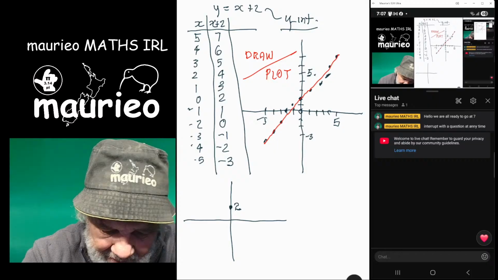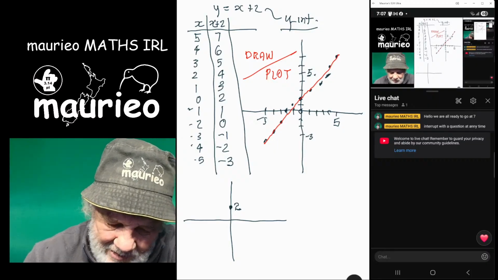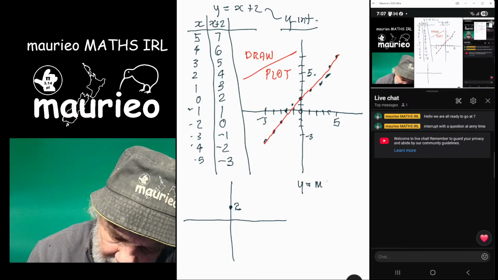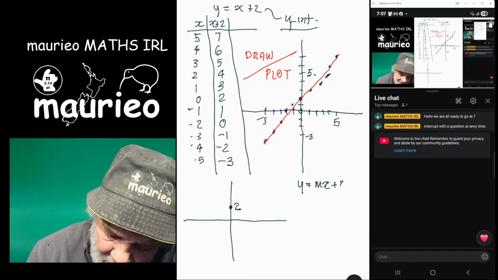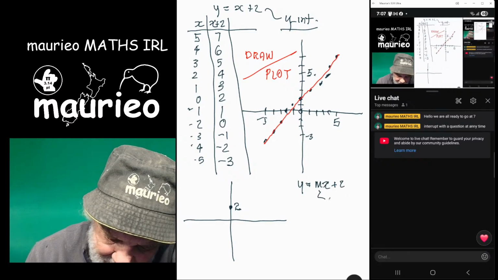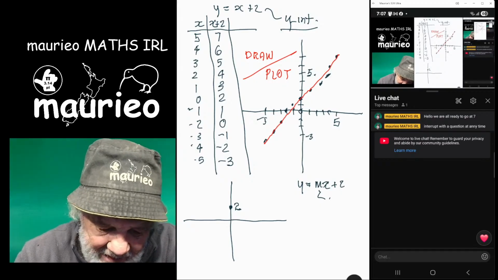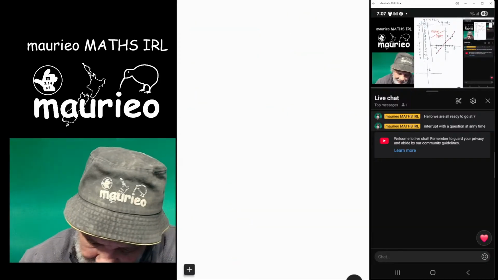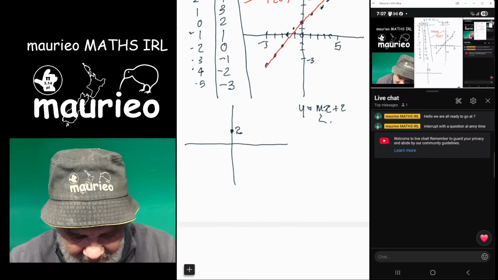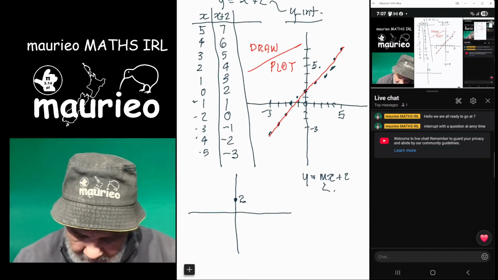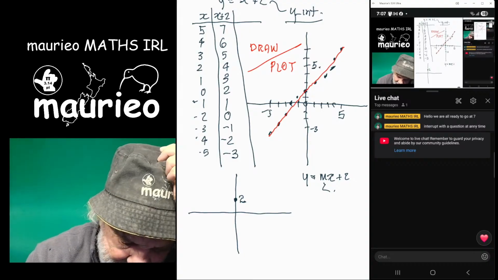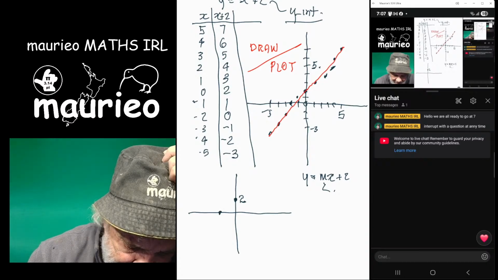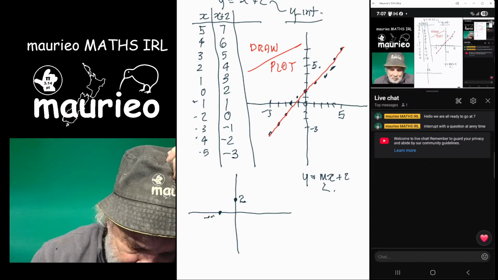And here we can see that our x value, remember that our standard form is y equals mx plus 2. So this m here is the slope. And in this case here, x is on its own, so the slope is 1, and it's positive.